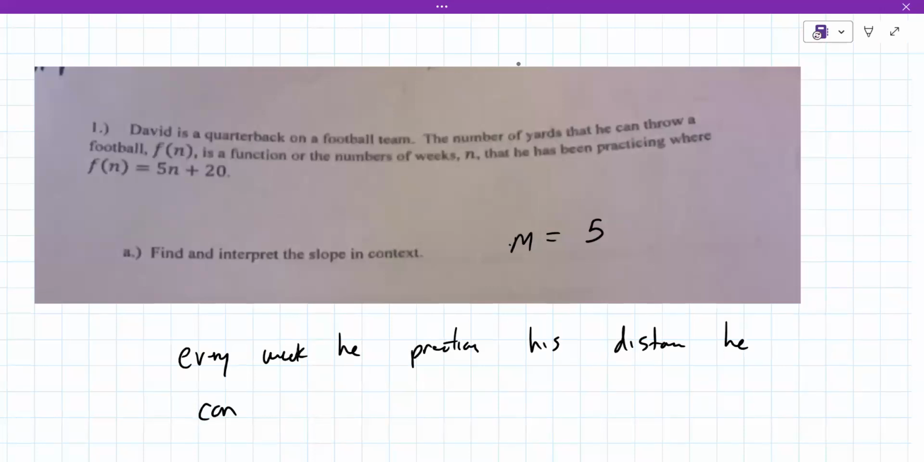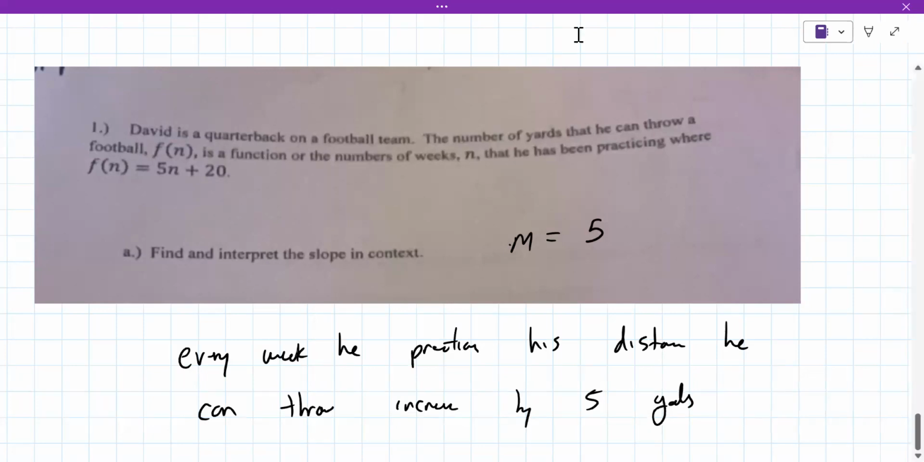You can word this however you want. So when it says interpret the slope in the context, you just find it through the word problem. Every week. So you're looking for some sort of sentence that expresses that you understand what's happening in the problem. Okay.